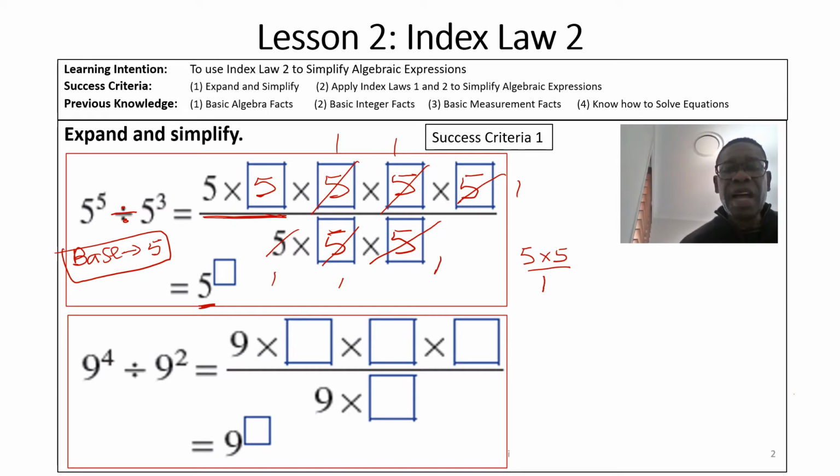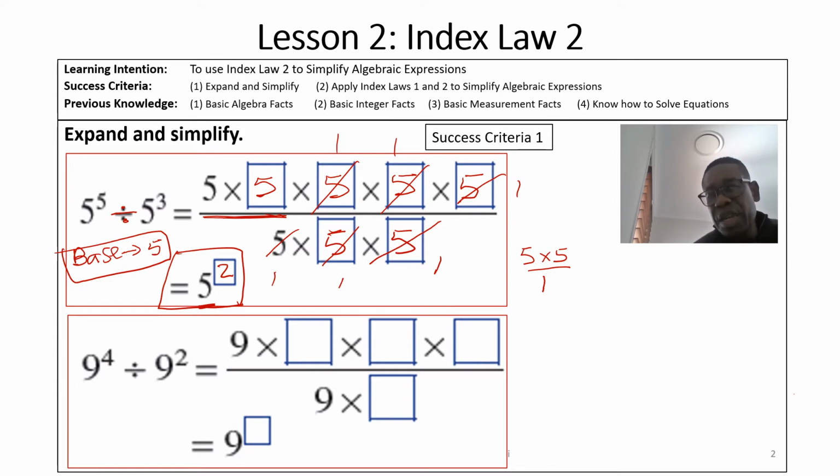And 5 times 5 is 5 squared. Again, remember, no temptation to give the answer. It's not evaluate. It says expand and simplify. So that's your final answer, 5 to the power of 2.